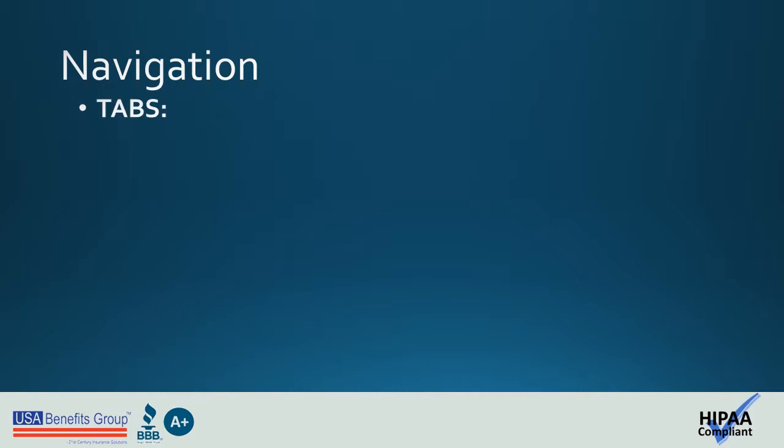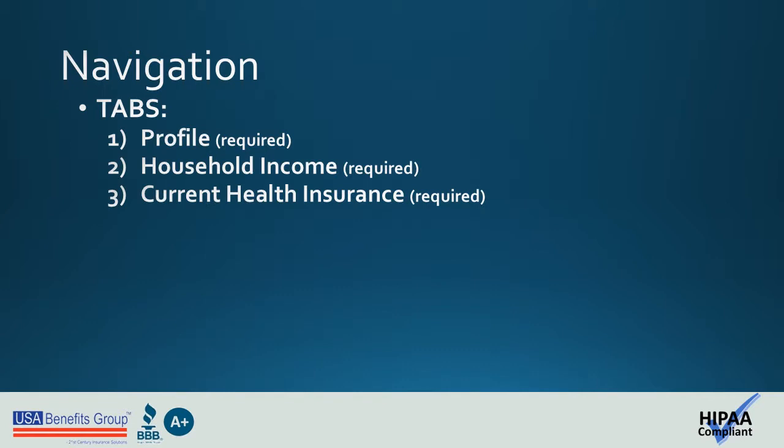There are 4 tabs across the top of the form labeled Profile, Household Income, Current Health Insurance, and the optional Additional Dependents tab. If you are a current client, information has already been loaded from our records into the first 3 tabs. Please review it for accuracy and completeness. If you're a new client, please enter information into the Profile, Household Income, and Current Health Insurance tabs. If you have more than 6 dependents, you can enter their information into the optional tab labeled Additional Dependents.